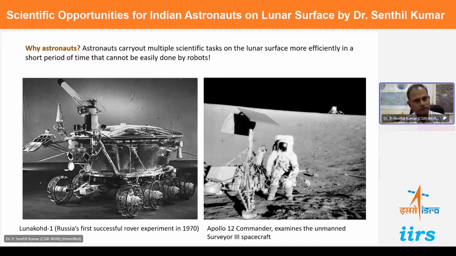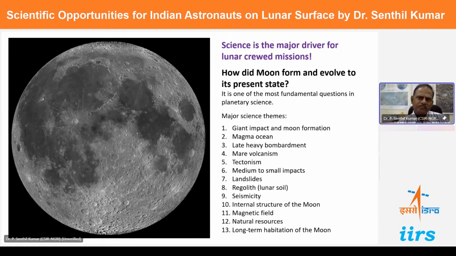Why astronauts? We can also send rovers, which is usually done in the last few tens of years. But astronauts have an advantage because they can carry out multiple scientific tasks on the lunar surface more efficiently in a short period of time that cannot be easily done by robots. So this is the major advantage why astronauts have to move to the lunar surface. Science is a major driver for lunar crewed missions.